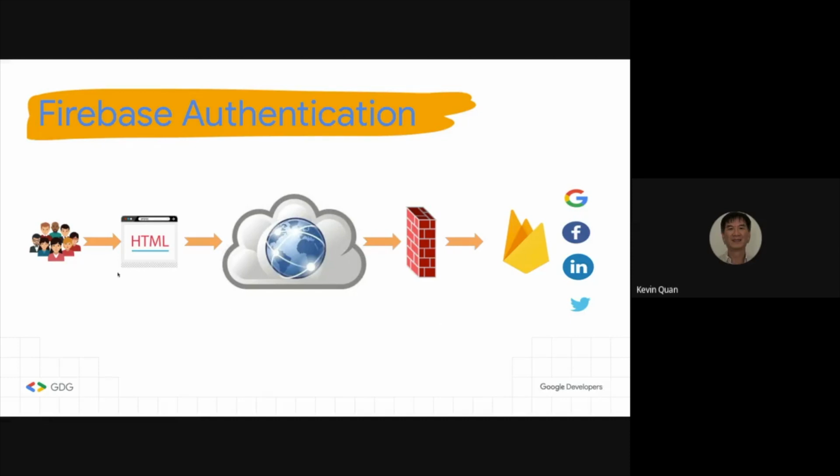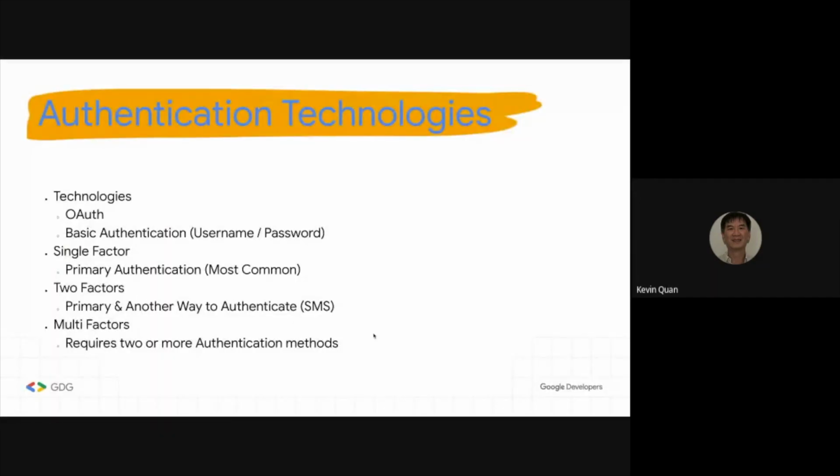In our application, we're just going to use Google sign in. So this is some of the technology. I mentioned single factor and two-factor. Multi-factor is basically additional; you can actually use your retina to identify yourself for authentication.